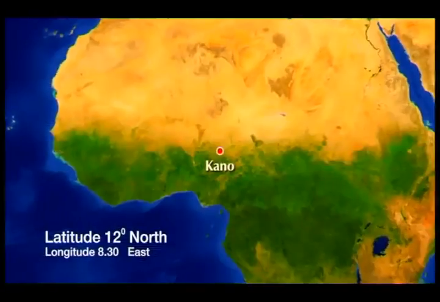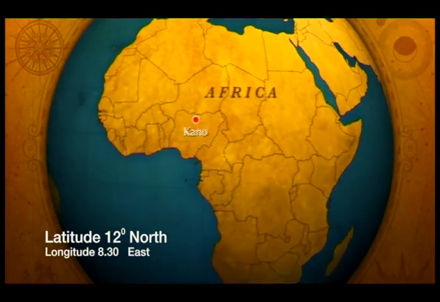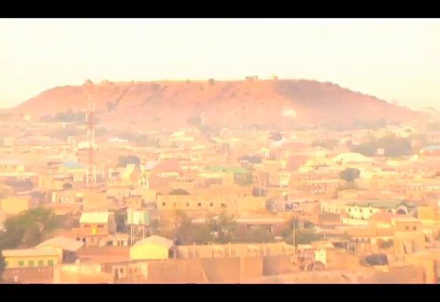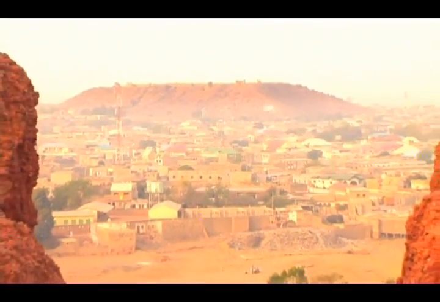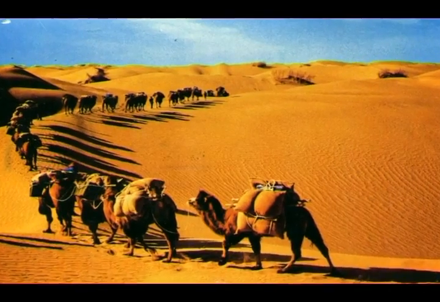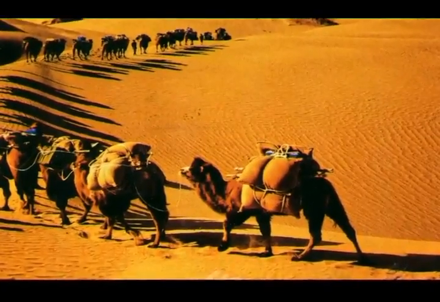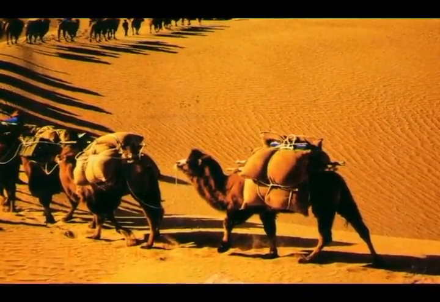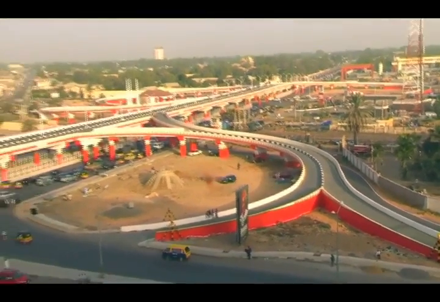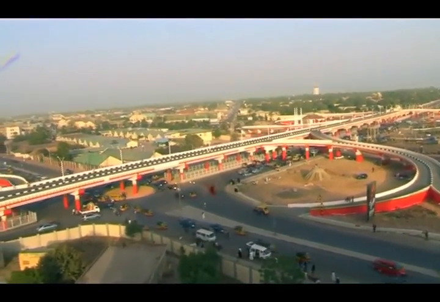Kano City is located on latitude 12 degrees north and longitude 8.30 degrees east within the semi-arid Sudan savanna of West Africa, about 840 kilometers from the edge of the Sahara Desert. The ancient city of Kano has largely expanded and developed in several frontiers.